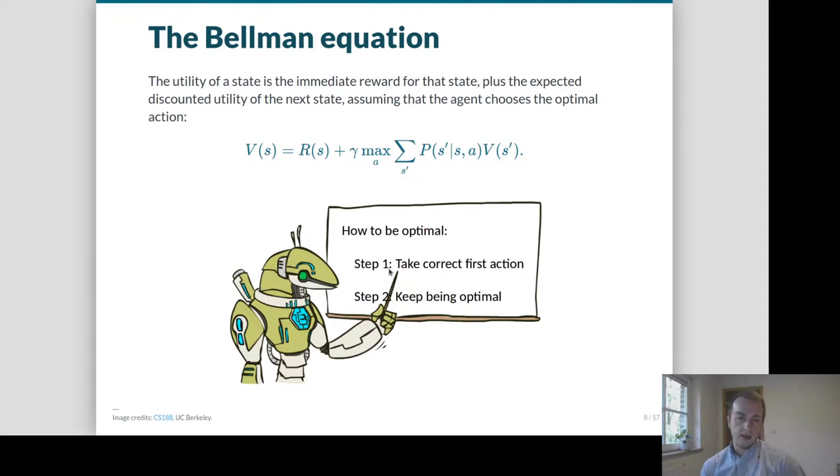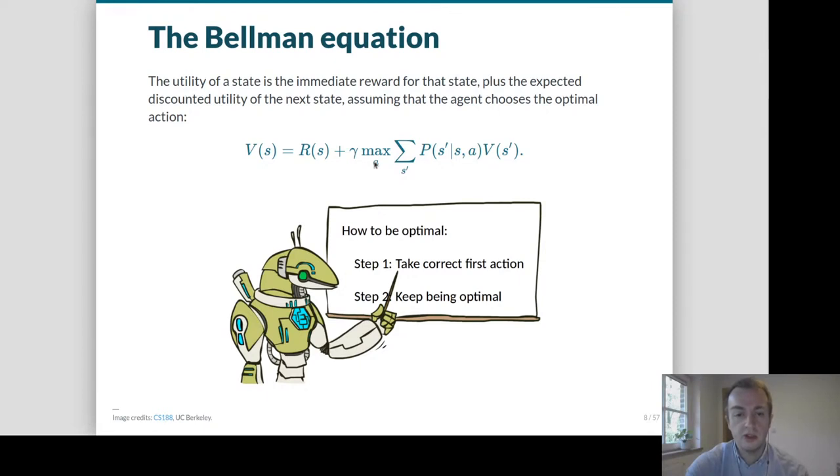All right. Then from this MDP, we talked about an important equation, which is the Bellman equation, which basically states that the utility of a state is the immediate reward for that state, so R of S, plus the expected discounted utility of the next state, which is taken by averaging over all the possible next states the utility of the next state, V of S prime, assuming that the agent chooses the optimal action, right? So assuming that the agent chooses the optimal action, which is given by the action which maximizes precisely this expected utility for the next state.